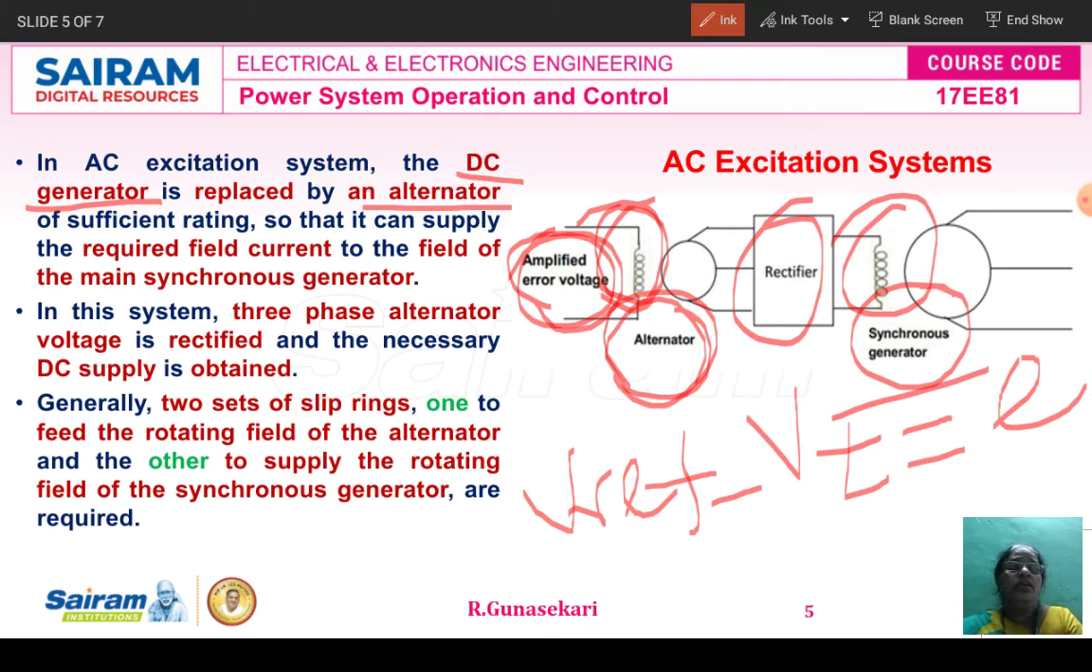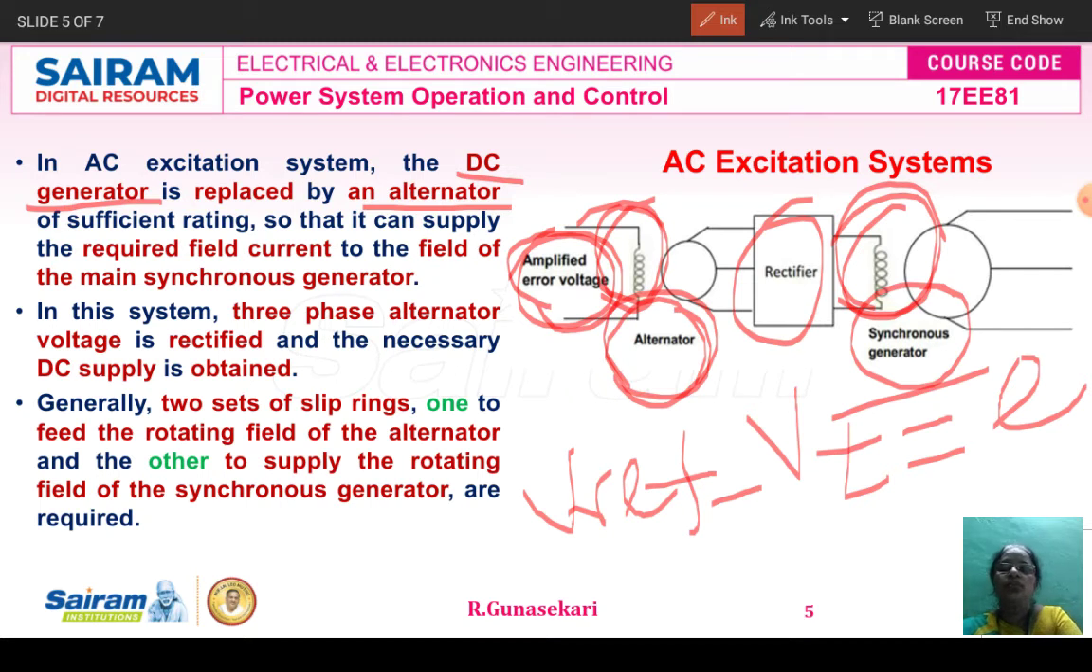Then this is rectified. Because this AC voltage is rectified to DC, that DC voltage only is applied to the field winding, that is the main field winding, of the synchronous generator.